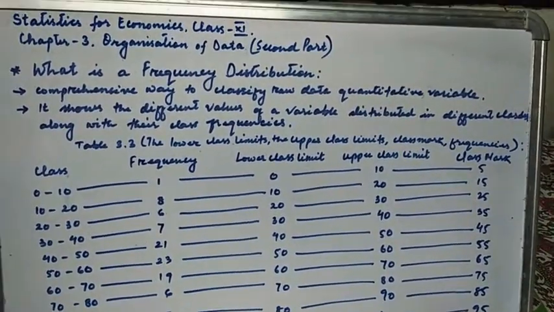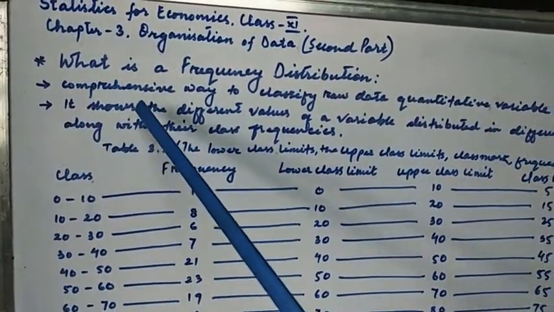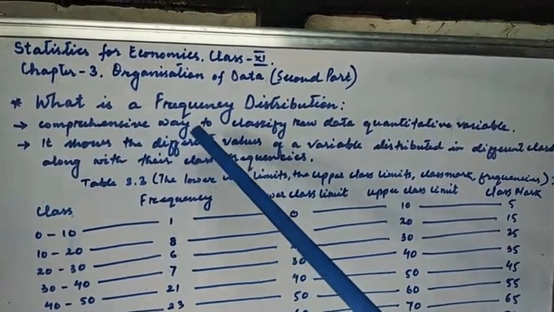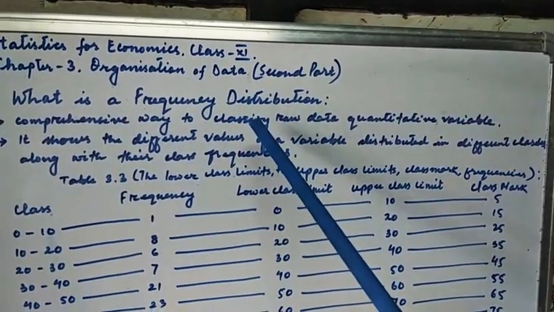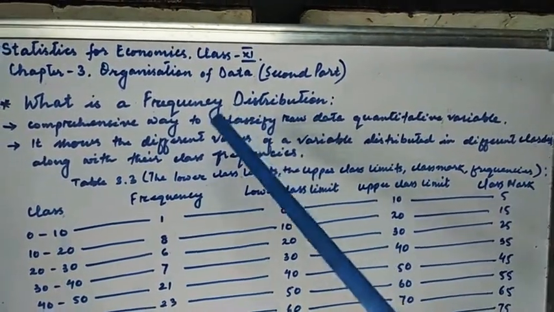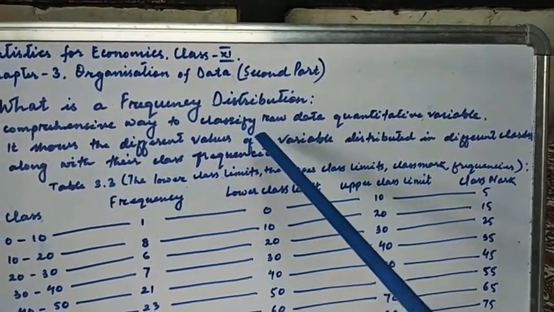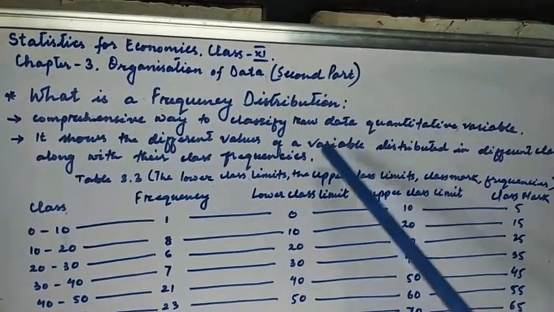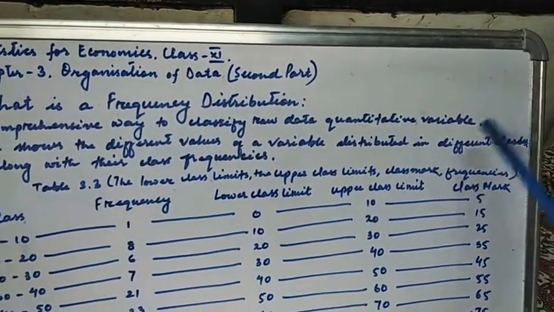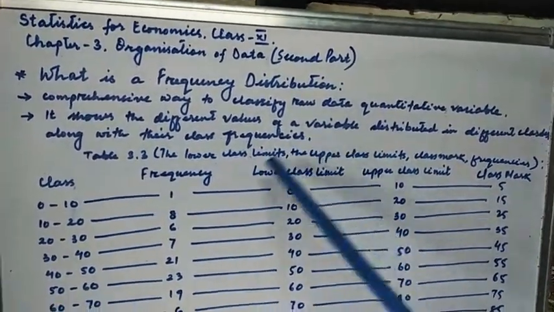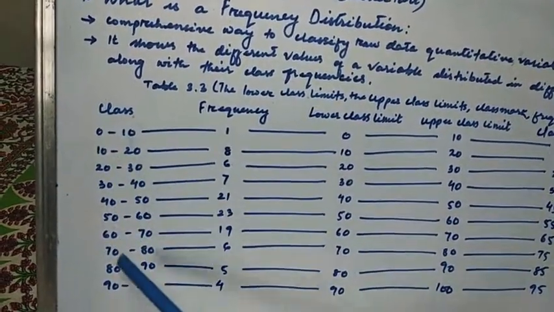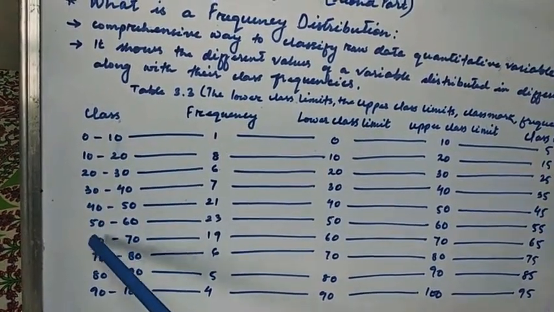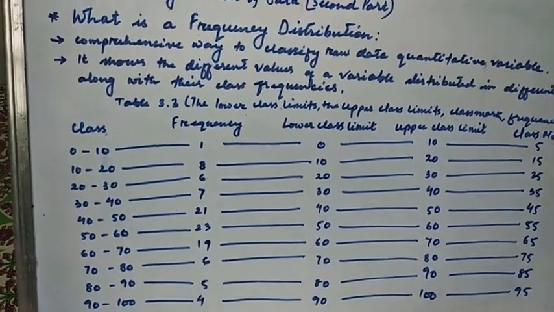So what is a frequency distribution? It is a comprehensive way of summarizing and classifying raw data, the raw table that we discussed, in a quantitative variable. It shows the different values of the variable distributed in different classes along with their class frequency. So this is the frequency and this is the class. Here in the given table we have 10 classes, 1, 2, 3, 4, 5, 6, 7, 8, 9, 10.